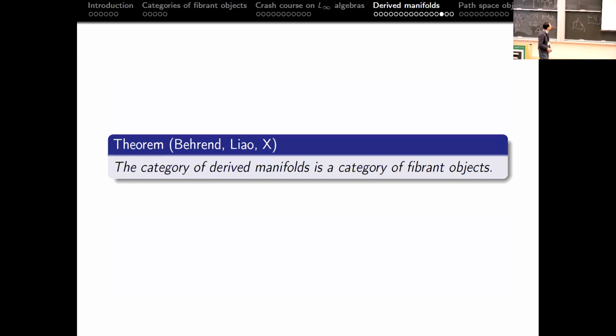So the theorem basically says this is a category of fibrant objects. The proof requires you to use the infinite dimensional AKSZ technique, going to the infinite dimensional space and using homotopy transfer to the finite dimensional space to do the factorization. Basically, we prove the factorization theorem. And so I'm going to skip this.